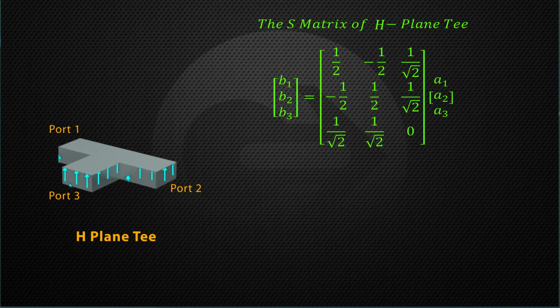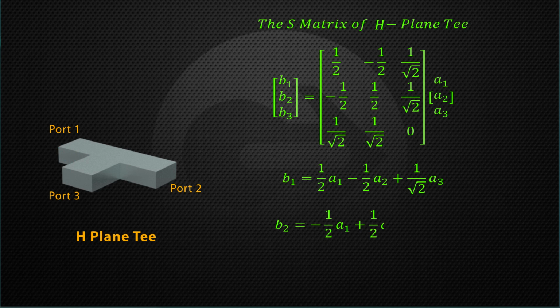If you simplify this matrix, B1 is equal to half A1 minus half A2 plus 1 by root 2 A3. B2 will be minus half A1 plus half A2 plus 1 by root 2 A3. And B3 will be 1 by root 2 A1 plus 1 by root 2 A2.